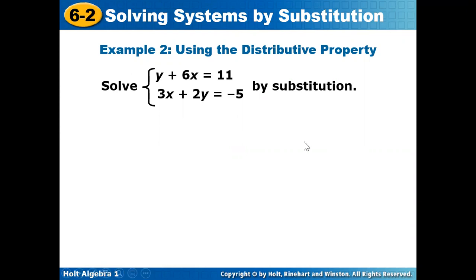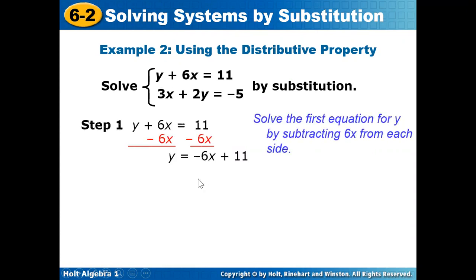All right, so first thing we have to do is solve one of these equations for a single variable. Easiest thing to do is going to be to solve for y because that is the only variable that's already close to by itself. So we're going to subtract 6x from both sides. So we get y is equal to negative 6x plus 11.